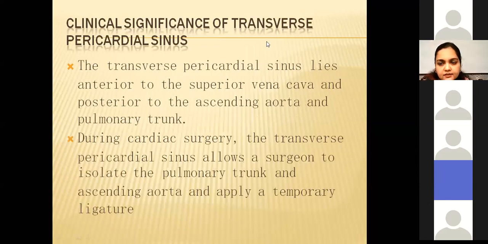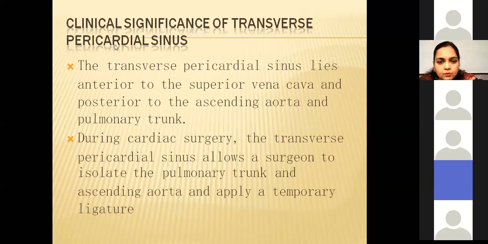Now the clinical significance of the transverse pericardial sinus, which we discussed in the pericardial cavity. 2-3 slides are left. Then we will go to your questions. These are what I told you regarding the sinuses. They are simply the sinuses that appear during the development of the primordial heart tube, and the transverse pericardial sinus lies anterior to the superior vena cava and posterior to the ascending aorta. During surgery, the surgeons can use it to differentiate between these two tubes, the venous tube and the arterial tube, and they can easily apply a ligature over there.